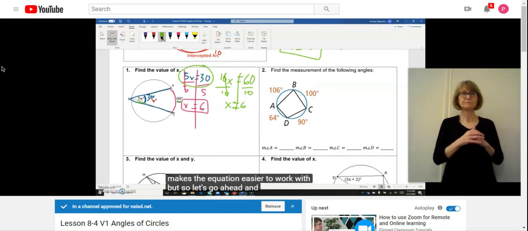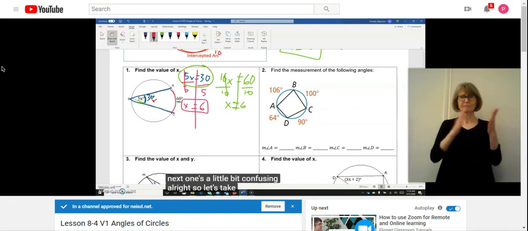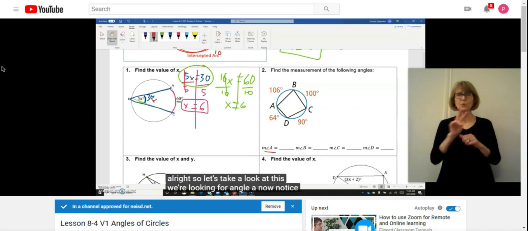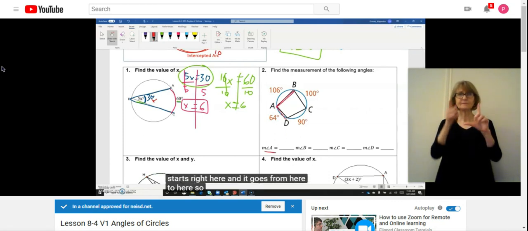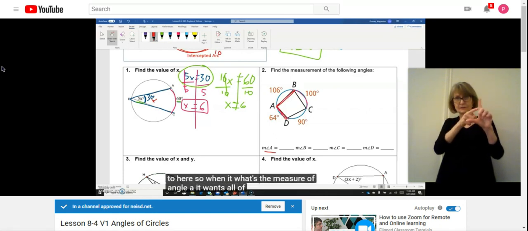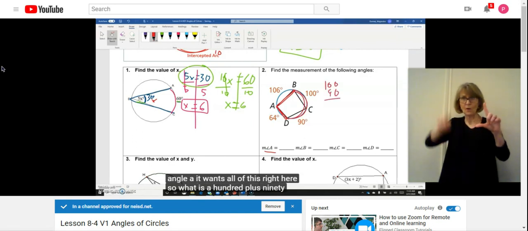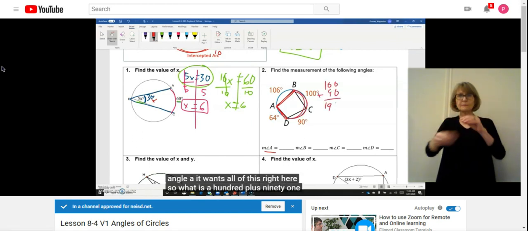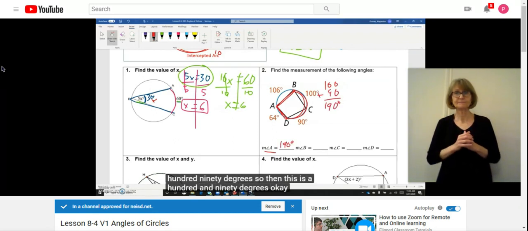So let's go ahead and continue that. This next one's a little bit confusing. All right, so let's take a look at this. We're looking for angle A. Now notice A starts right here and it goes from here to here. So when it wants the measure of angle A, it wants all of this right here. So what is 100 plus 90? 190 degrees. So then this is 190 degrees.